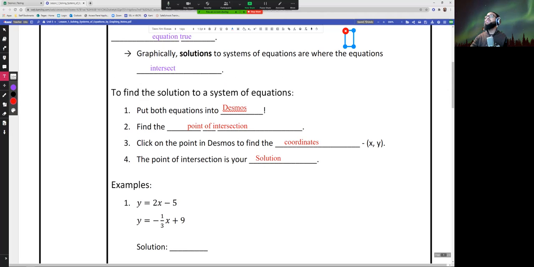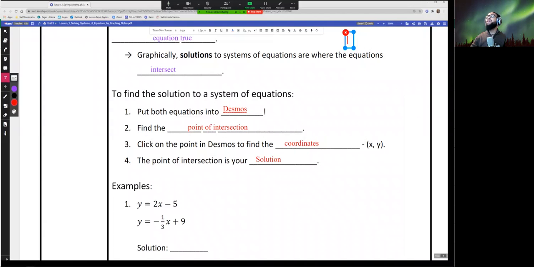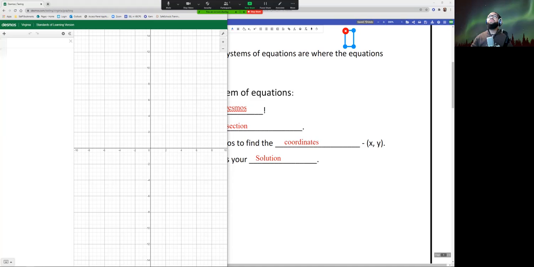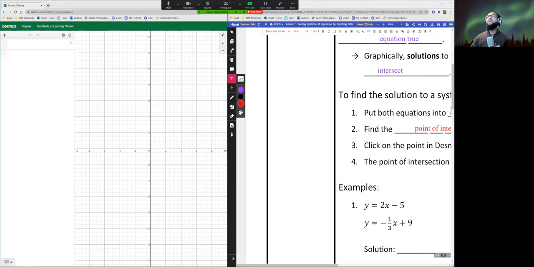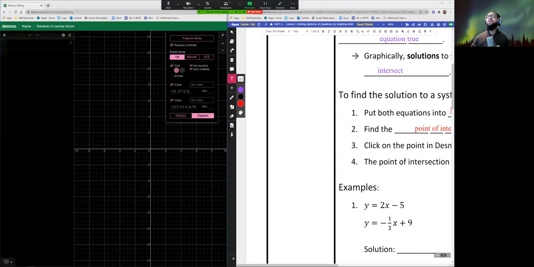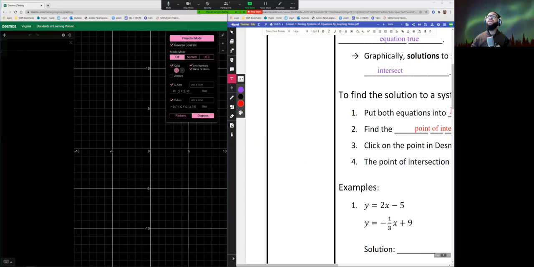All right, so let's look at a couple of examples. I'm going to split screen between my notes here and Desmos. I have Desmos up. Let me make sure this gets over here. Now I like reverse contrast, so I'm going to turn that on. I'm going to click projector mode, turn that on, and I like to see my arrows, okay? Make sure you all click projector mode when you use Desmos, and the arrows. It helps you make sure you know where your axes are. You don't have to use reverse contrast, but use projector mode and the arrows.